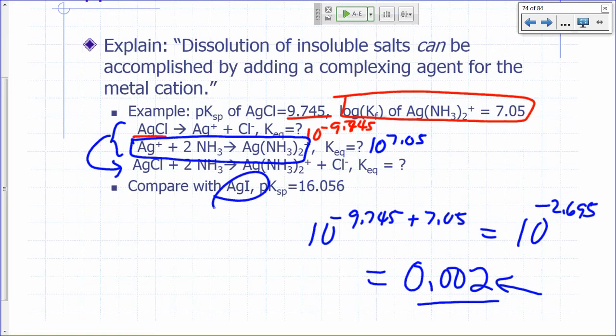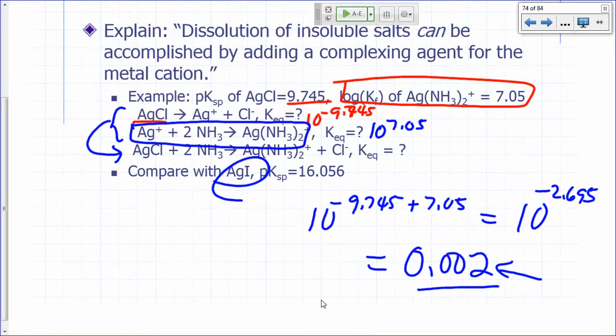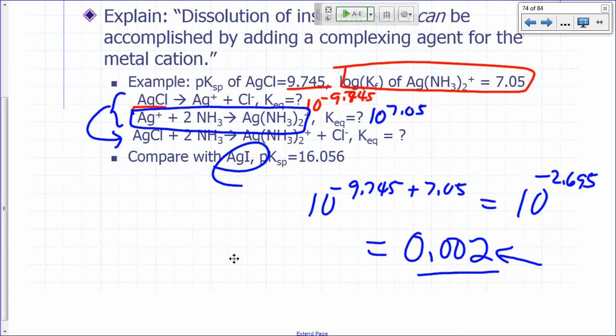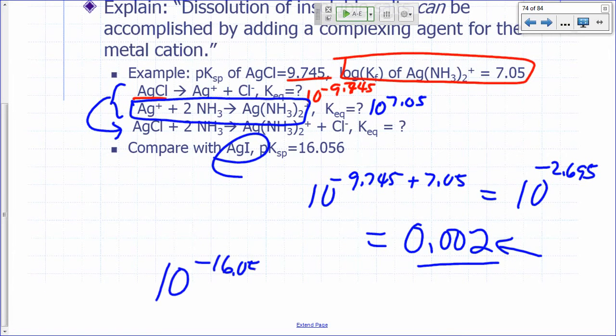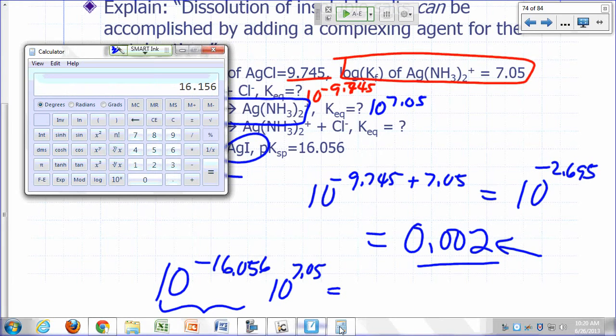You compare that with silver iodide. You have basically the same solution, same process here. You're going to try to dissolve silver iodide in ammonia. In this case, your KEQ is going to be 10 to the negative 16.056. That's your KSP, multiplied by 10 to the 7.05. How much would that be?